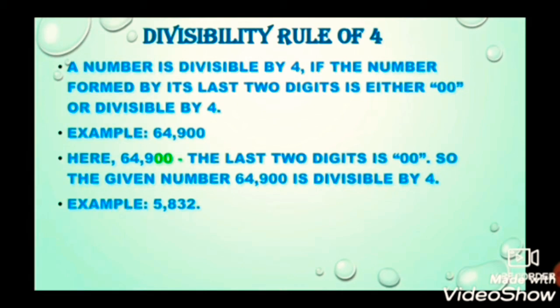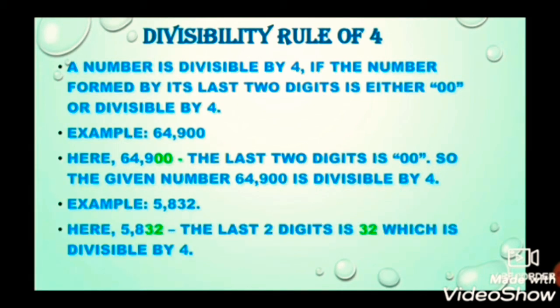Next, 5,832. Here, the last two digits are 32, which is divisible by 4 because 4 into 8 gives 32. So, the last two digits 32 are divisible by 4. So, the given number 5,832 is divisible by 4.